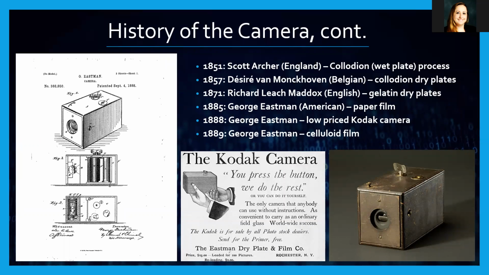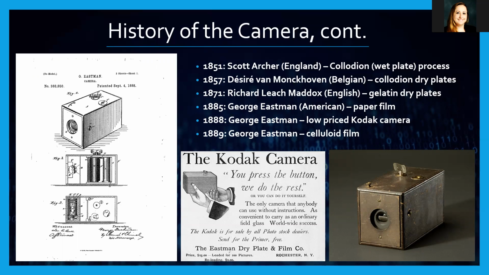In 1851, Scott Archer of England developed the collodion process, also known as the collodion wet plate process. It required glass plates to be coated with silver compounds, sensitized, exposed, and developed within 15 minutes, which was about 1/10 of the time of daguerreotypes. Because of this short time period, it required a darkroom if photos were not taken in the studio.